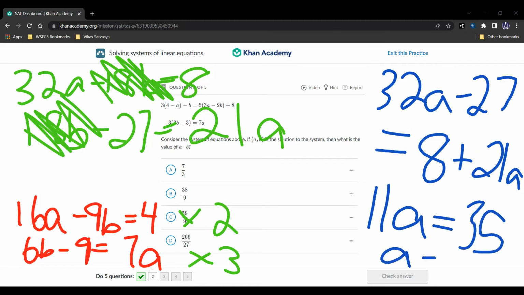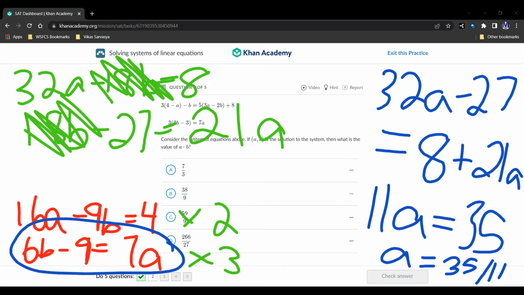So a is 35 over 11, which seems to be more complicated than it needs to be. But then we can plug that into one of the equations. We can pick the second one right here, get the calculator out, and then let's convert that to a fraction, and it becomes that b is going to equal 172 over 33.